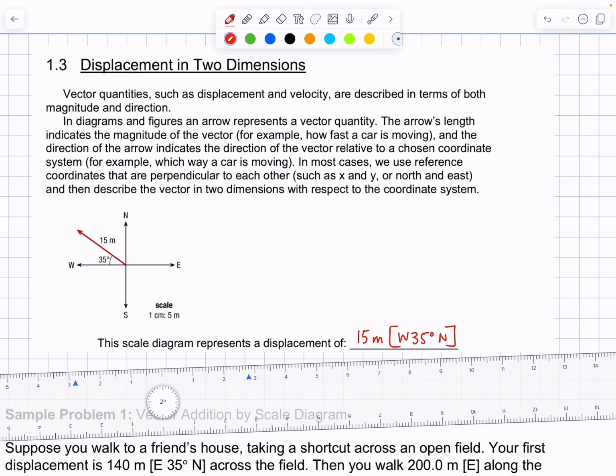Now, there is another way to indicate this direction. Instead of saying 35 degrees north of west, we can write how many degrees west of north it is. To find out how many degrees west of north, we would subtract 35 from 90, because we know that this is a 90-degree angle. An alternative way to write 15 meters 35 degrees north of west would then be 15 meters (55 degrees west of north).